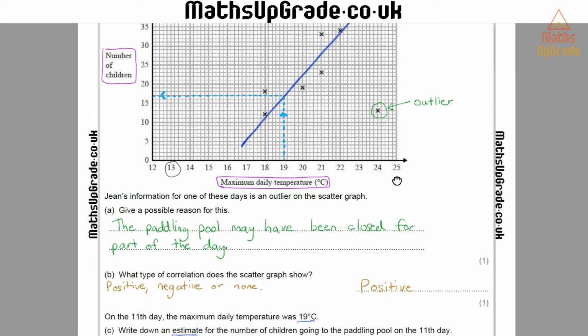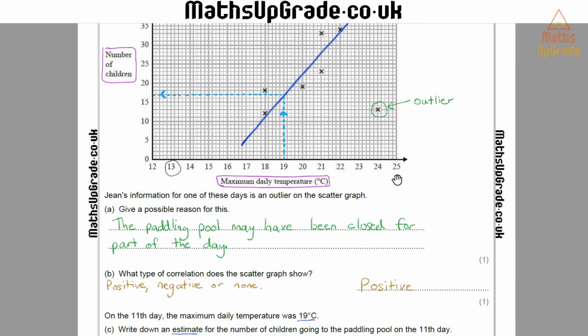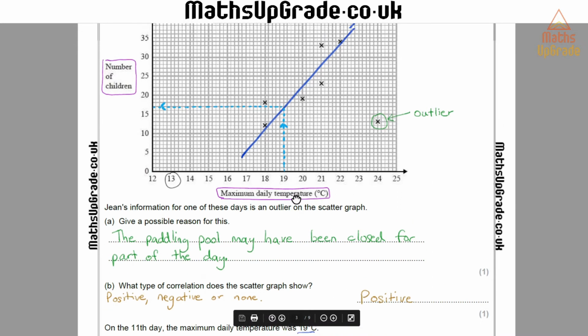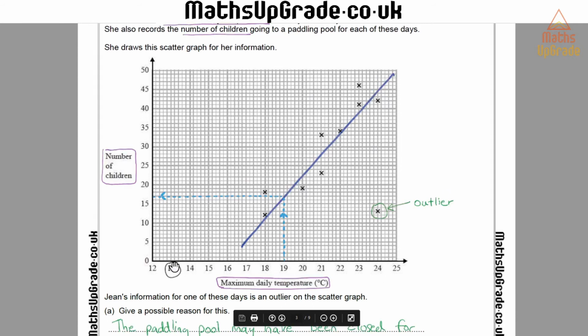In part C, you need to write down an estimate for the number of children that went to the paddling pool on the 11th day when the daily temperature was 19 degrees Celsius. So the temperature is this bottom axis here. So find 19 on this axis, then go vertically till you reach your line of best fit, then go straight across, and you can see my value here is 17 people. The 17 people is my estimate for the people that went to the paddling pool on that day.